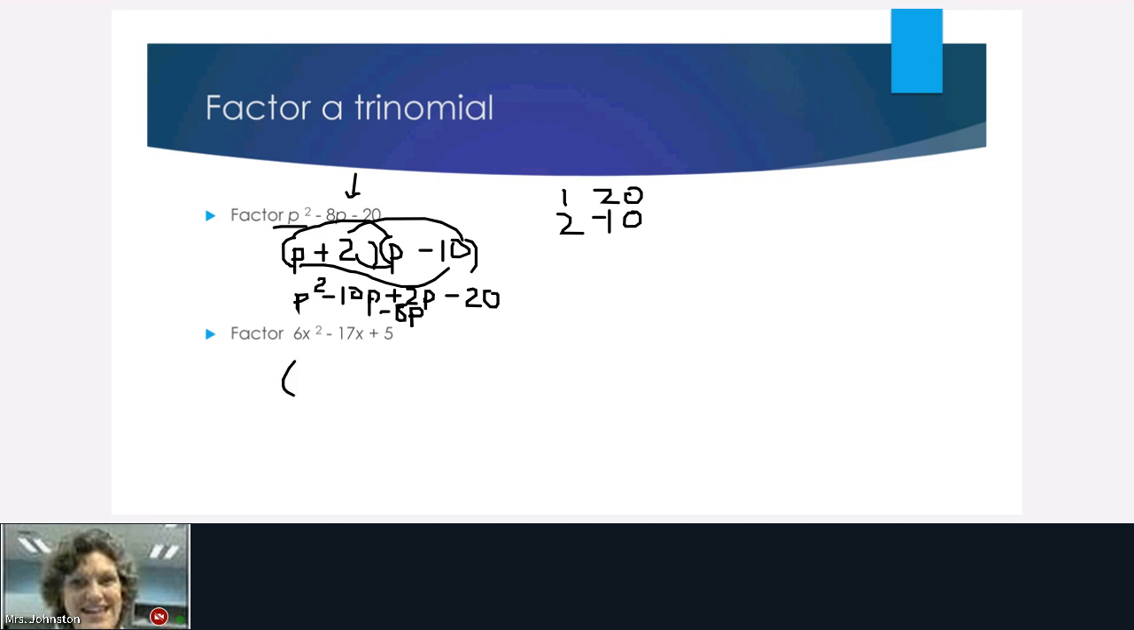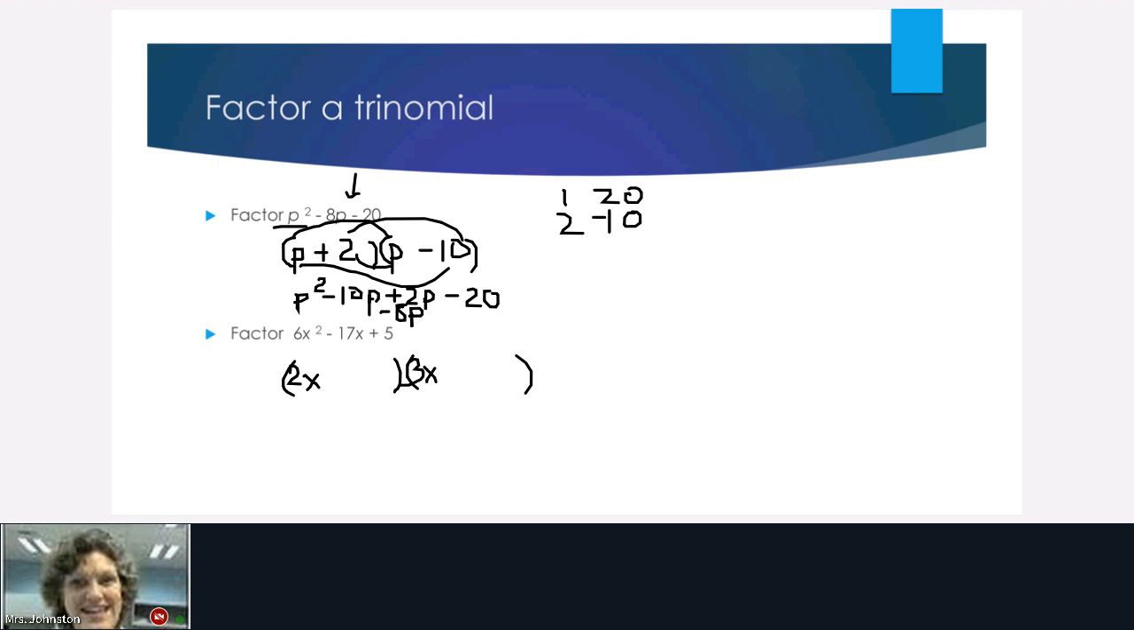I've got my two binomials set up, but notice that this time there is a coefficient in front of the x squared. So I know I'm going to have an x here and an x here, but I've got some options. This could become 1x and 6x or 2x and 3x. So I'm going to start with my 2x and 3x and just see if I can get it to work out. If not, I'll switch and make another set with 1x and 2x.